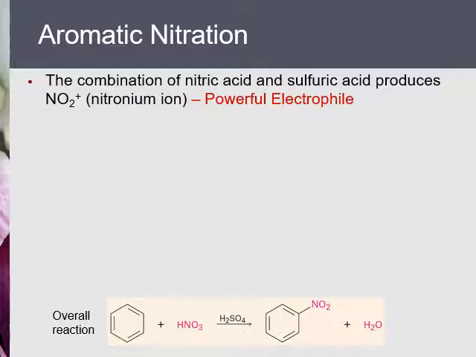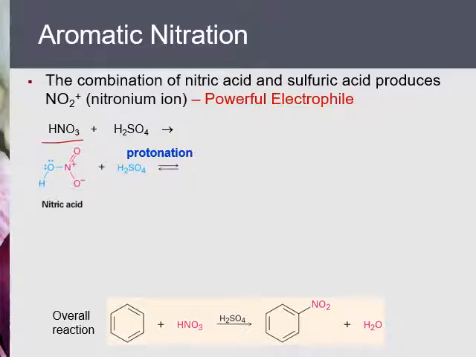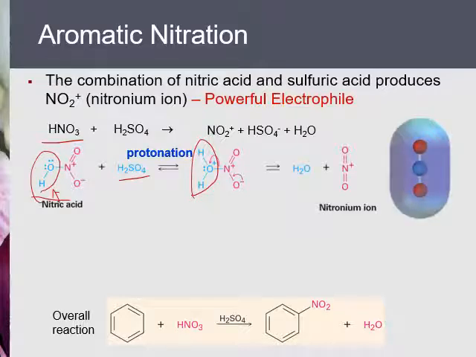In nitration reaction, nitric acid needs to be activated first. Here is a Lewis dot structure for nitric acid, which contains a hydroxy group. Concentrated sulfuric acid can protonate this hydroxy group to form a good leaving group, water. The leaving group leaves, giving a positively charged nitrogen ion. The nitronium ion is a powerful electrophile.